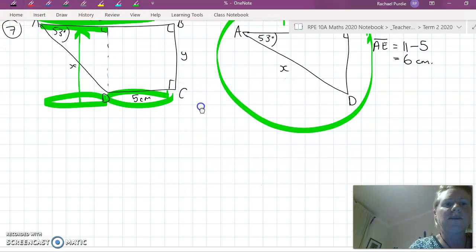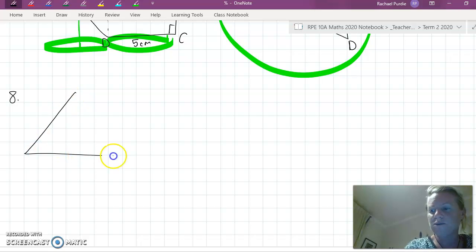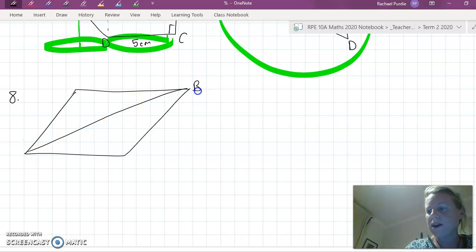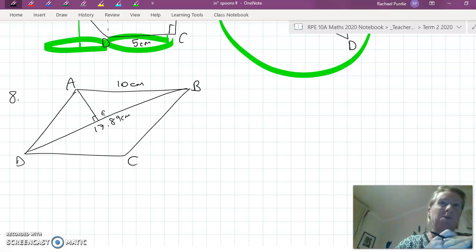Cool. Let's look at number 8. We've got a rhombus with diagonals that meet at E. So let's draw that beautiful thing. We've got B, C, D, A, 10 centimetres, 17.89 centimetres. We've got E happening down here. The diagonals meet at E, so that will be a right angle. I've drawn it on there, because the diagonals of a rhombus meet at a right angle.